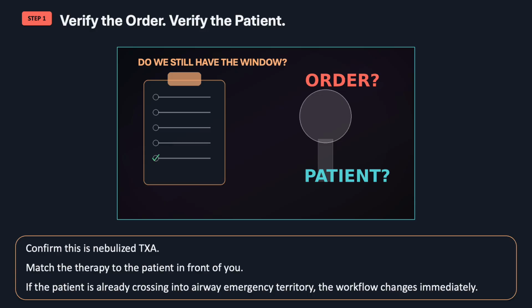Step 1, verify. And I don't just mean the order. You're verifying the patient in front of you. The question is simple. Do we still have a window? Is the patient still stable enough for inhaled therapy? You should be asking, are they protecting their airway? Is oxygenation stable enough for a nebulized treatment? Or are we moving toward intubation or bronch? Because if they're crossing into airway emergency territory, this workflow changes immediately. If we've lost the window, there is no longer an inhaled TXA conversation.